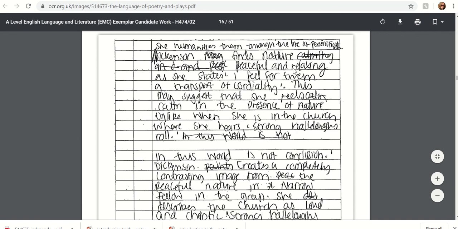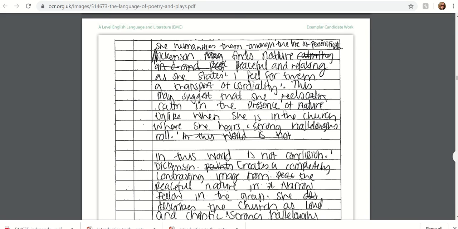Dickinson finds nature peaceful and relaxing as she states, "I feel for them a transport of cordiality." This may suggest that she feels calm in the presence of nature, unlike when she is in the church where she hears strong alleluias roll. Okay, so we've got one little link to another poem.